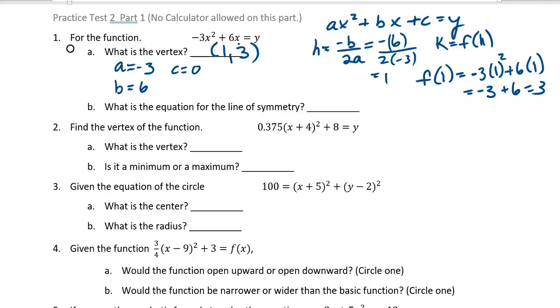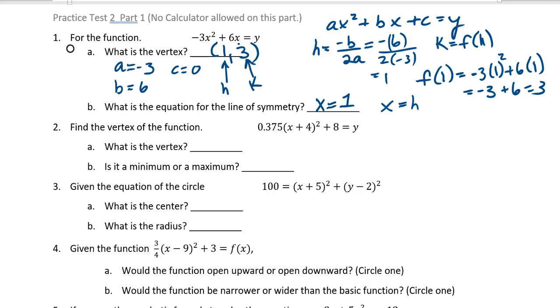The next question asks, what is the equation for the line of symmetry? We know that the line of symmetry is always right to the vertex, so it's x is equal to h. And we already found what h is. H is always going to be my x-coordinate for my vertex. I have h for my x-coordinate, and I have k as my y-coordinate. So in our case, our line of symmetry will be x equals 1.